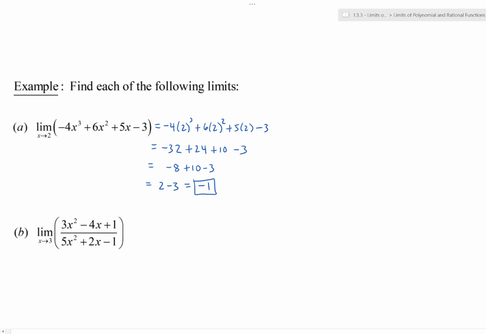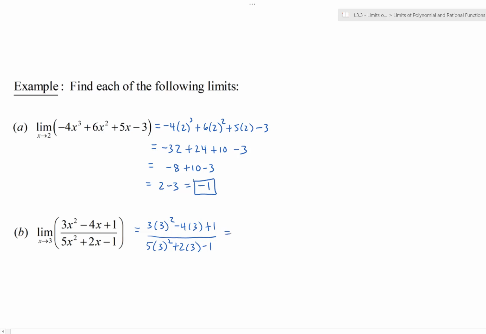The second one, we have the limit as x goes to 3 of a rational function now. Ratio of two quadratics. So we're going to plug in 3 everywhere for x, as we stated before. And if the denominator happens to be 0, then we have to play a different game. But let's see if that happens or not. Plug in x is 3 everywhere. On top we have 3 times 3 squared minus 4 times 3 plus 1, all divided by, plugging in 3, 5 times 3 squared plus 2 times 3 minus 1.